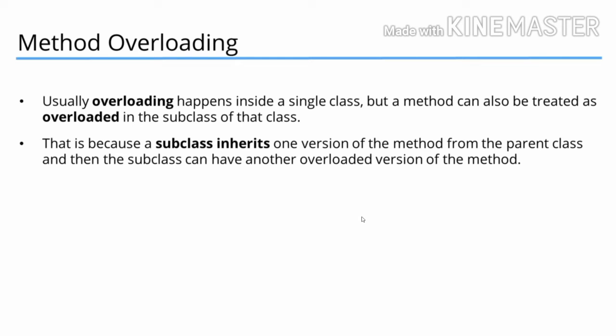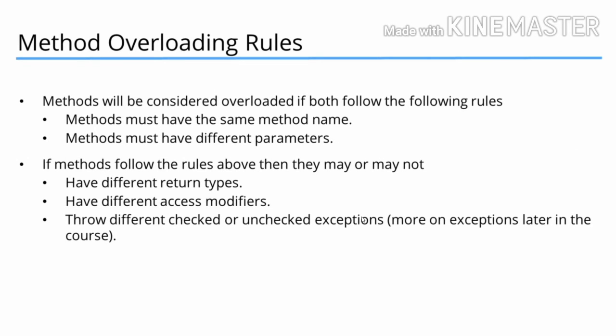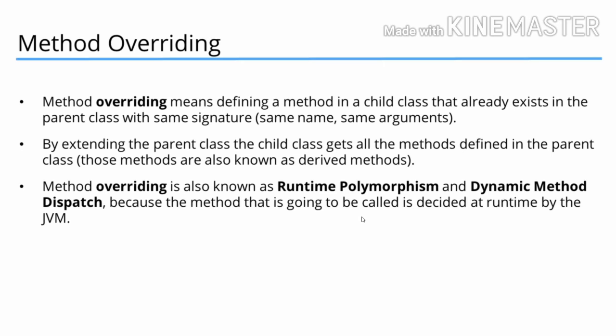Usually, overloading happens inside a single class, but a method can be treated as overloaded in the subclass also. So, in the subclass also, we can overload the method just by changing the parameter or changing the return type. This is because a subclass inherits one version of the method from the parent class, and then the subclass can have another overloaded version of the method. So the rules: if they have the same method name, they should have different parameters or different return types. Now let's go to method overriding.